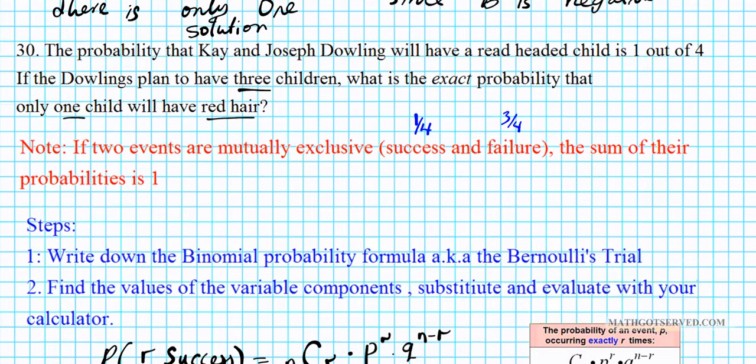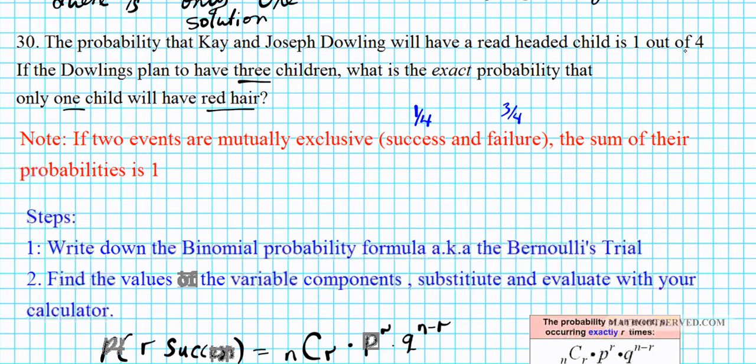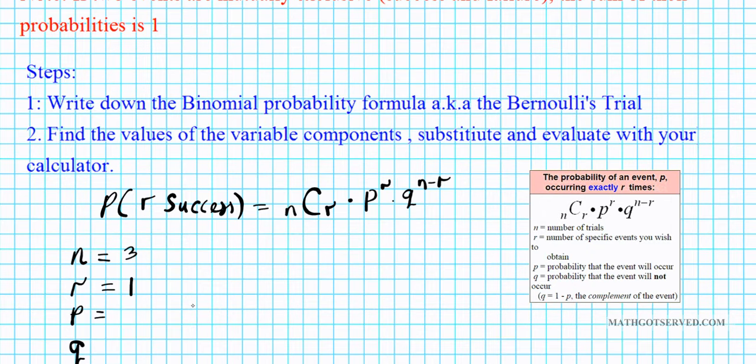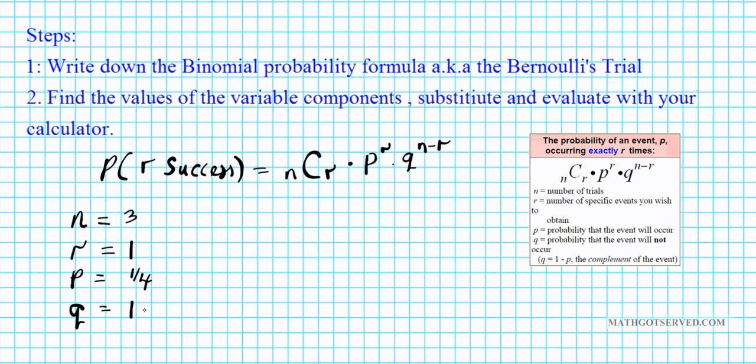Probability of success for having red hair is what? 1 out of 4. What does that mean? 1 divided by 4. Okay? Or you can write 0.25. It doesn't really make any difference here. You can use a calculator here. So probability of success is 1 out of 4 or 0.25. What's the probability of failure? Remember, if you add 1/4 to the probability of failure, you get 1. So to get the probability of failure, you simply subtract the probability of success, which is 1/4, from 1. 1 minus 1/4 is 3/4. Okay, or 0.75 or 75%.